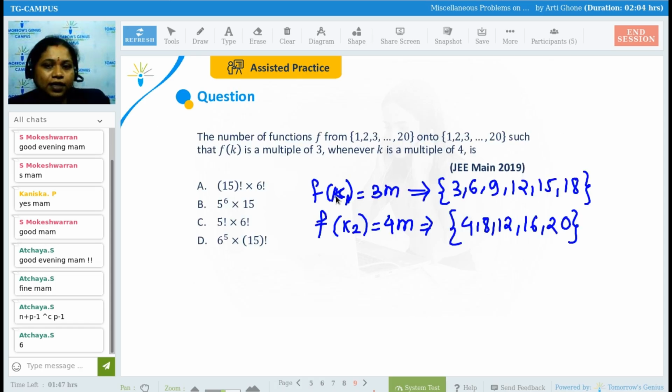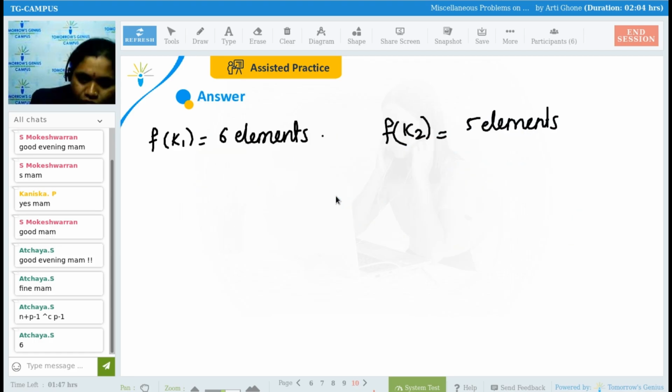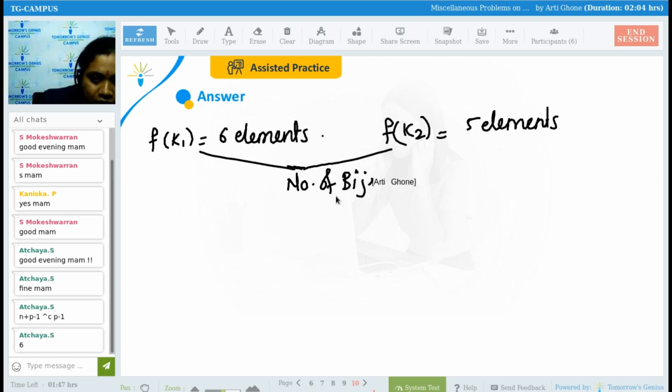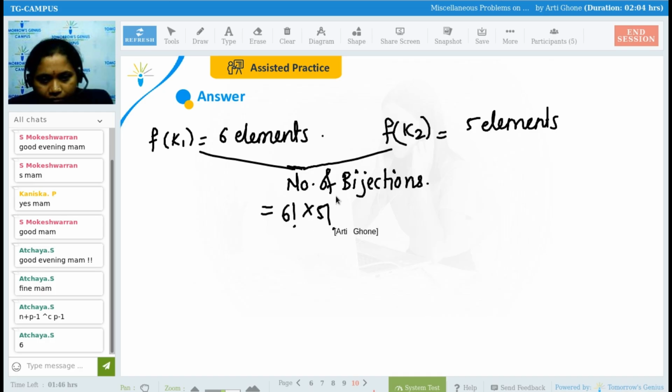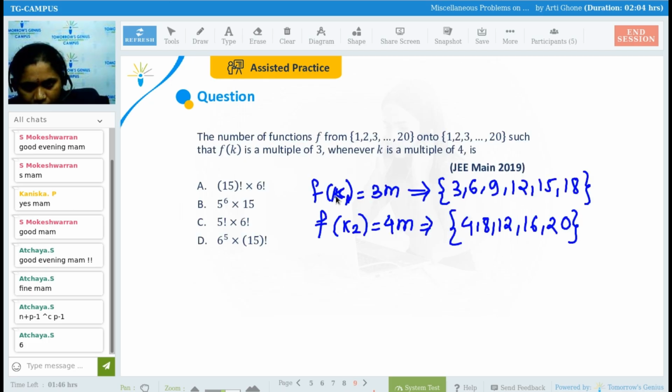No doubt in this. Now let's understand the question. The number of functions from f to, the number of functions means bijections only. Got it? Clear? The number of functions is nothing but bijections that is asked. So you need to answer for the number of bijections. So what is the number of bijections? Both are occurring. So it is nothing but 6 factorial into 5 factorial. Clear? Okay. Is there any set which is getting wrong? Number of functions from A to 20 onto 1, 2, 3, 4, 5, 6, 7, 8. So it is 5 factorial into 6 factorial.